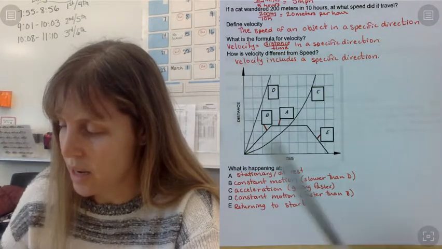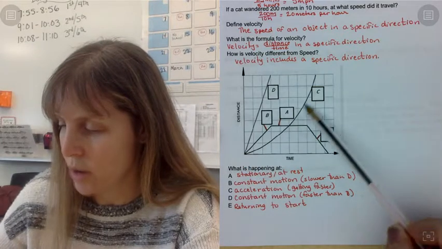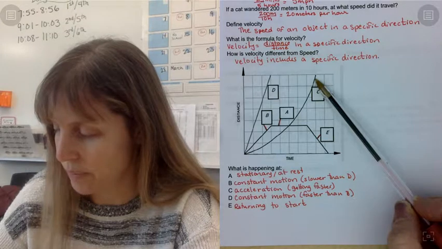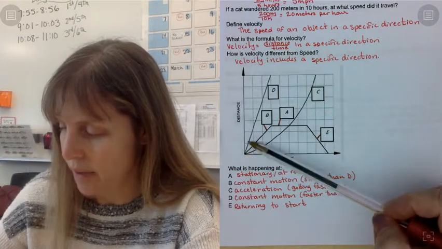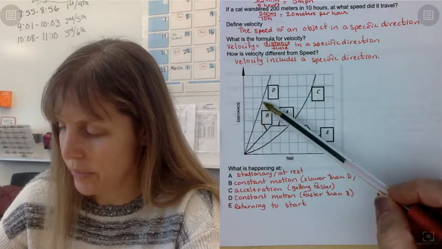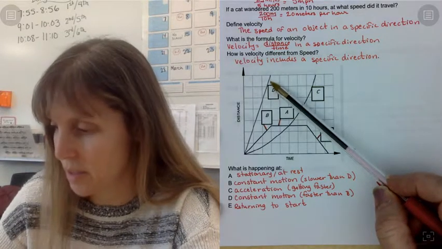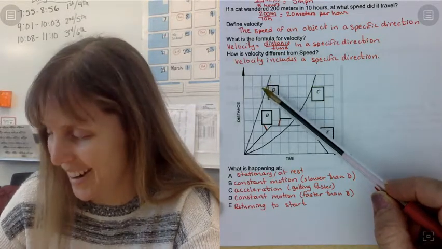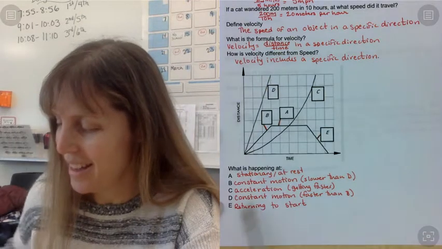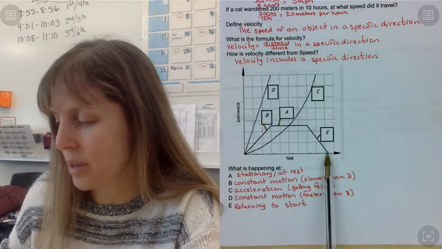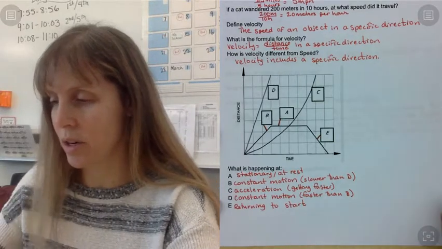At C, acceleration is happening because you have a curved line going upwards. It's acceleration, getting faster. At D, you have constant motion, but it's also faster than B, again, because the slope is steeper. And at E, we have returning to start. Remember, this is start, and so it's on the start line down here. E is returning to start.